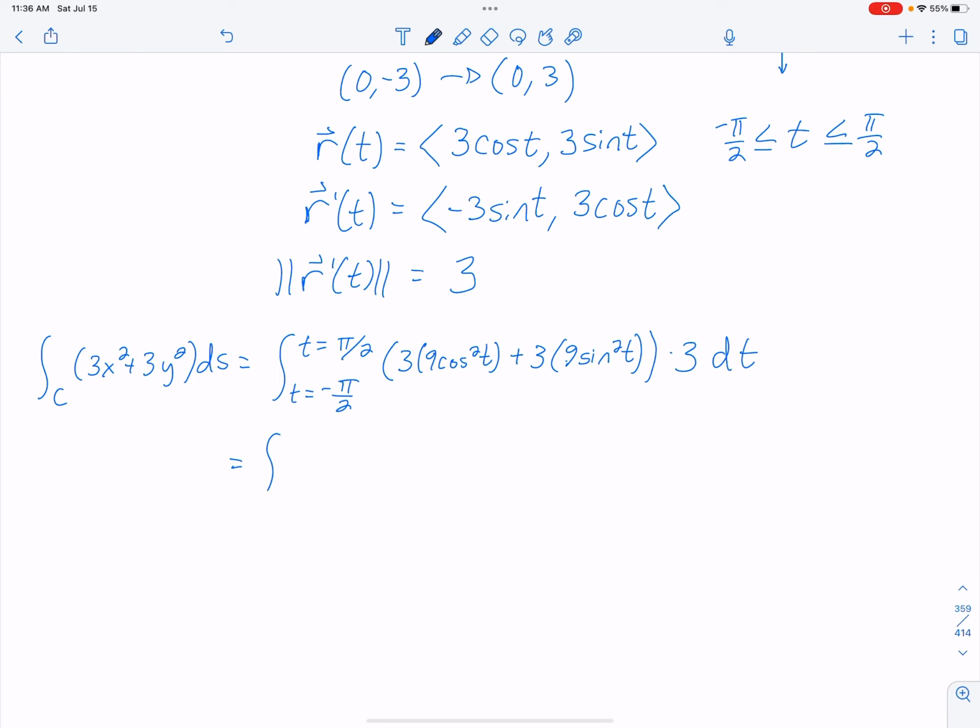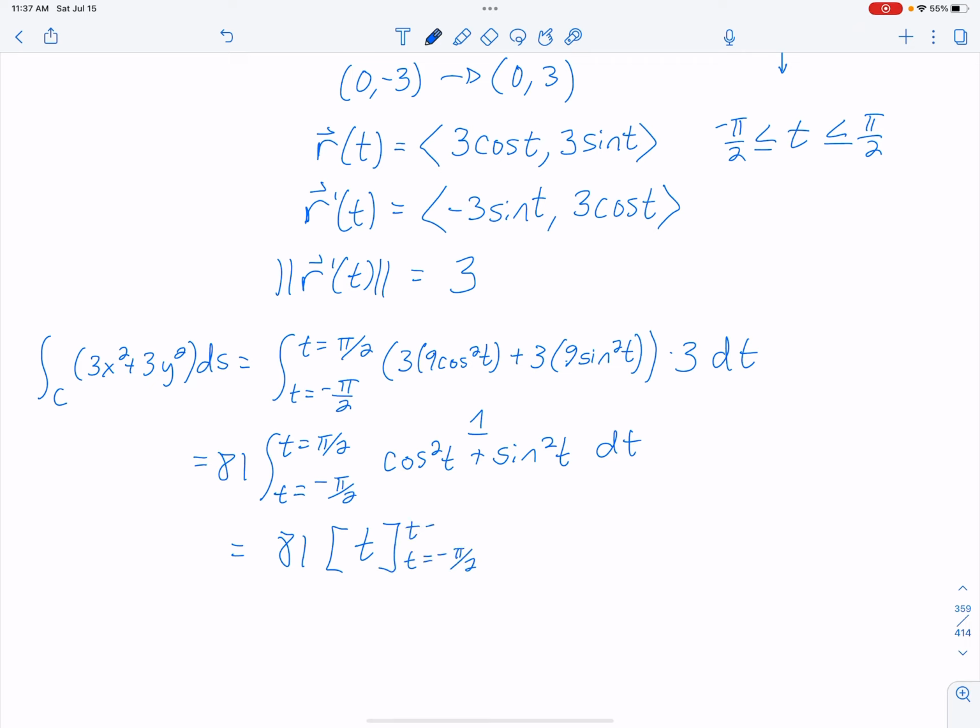All right, I'm going to go ahead and rewrite this. I'm just going to pull the whole number out. I'm going to get 3 times 9, which is 27, times 3. That's just 81. So I'm going to pull 81 out. And then I just have cosine squared t plus sine squared t, but I pulled out all those numbers already, dt. This is nice and easy for us. We have 81, and that's a 1. So if I integrate, I get a t. And then I'm just going to run it from t equals negative pi over 2 to t equals pi over 2.